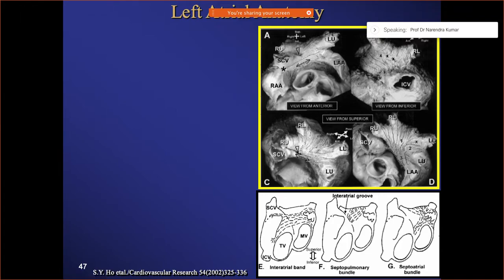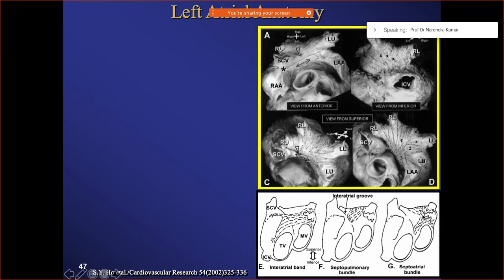Because the heart is a three-dimensional structure, it's not just anterior, posterior. So we have to look on an overall basis. There are also subepicardial fibers in the LA dome as well. If you look at the subendocardial view with the interatrial and septopulmonary bundles removed, then we are able to notice these fascicles as well. These fascicles run closely across the dome over here.